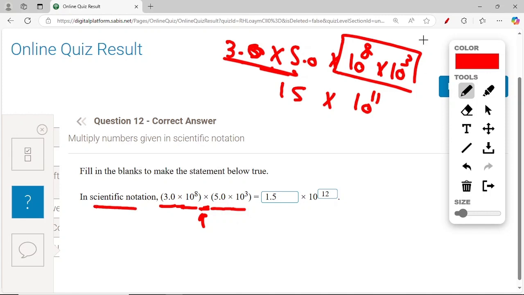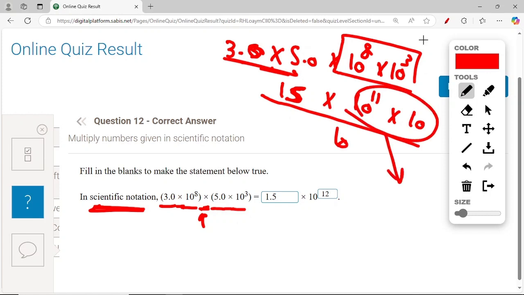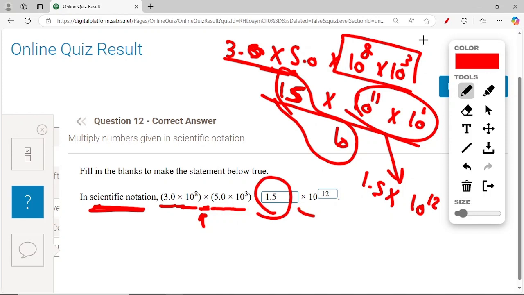15, here he wants it as a scientific notation, so I have to put a decimal point here. How to make this? I will multiply by 10, divide by 10, right? This is 15. So this one, 10 power of 11 multiply 10 power of 1, it will be 10 power of 12. And 15 divided by 10, it will be 1.5. So the answer will be 1.5 multiply 10 power of 12. Okay.